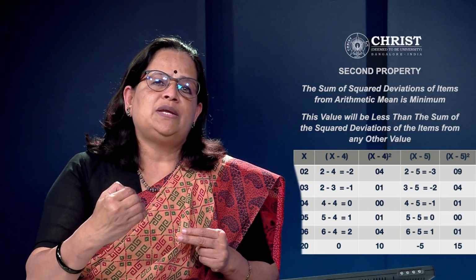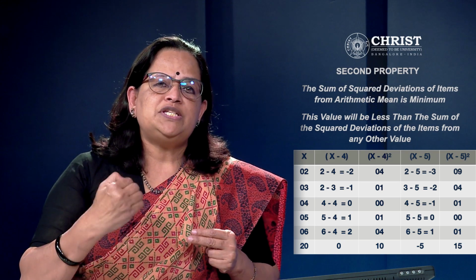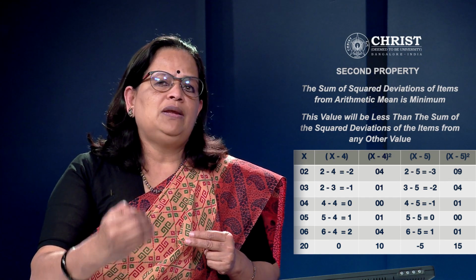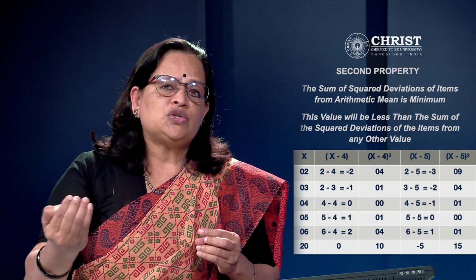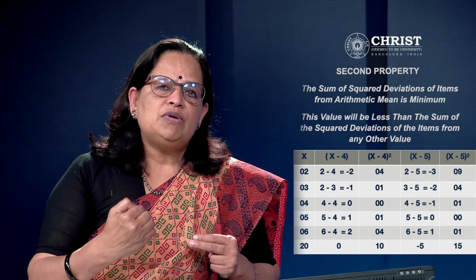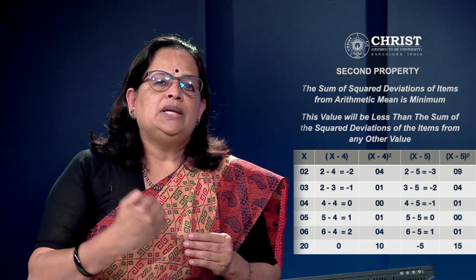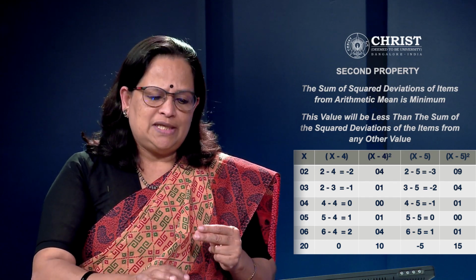So this is the second property: the sum of squared deviations of items from the arithmetic mean is minimum. We have taken deviations from 4 and got a total of 10, and taking squared deviations from 5, we got 15. So the value will be less than the sum of the squared deviations of the items from any other value. This property is useful in regression analysis. So that is the second property.